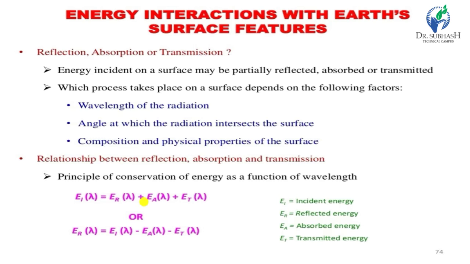The relationship between reflection, absorption and transmission is given by this formula: EI lambda is equal to ER lambda plus EA lambda plus ET lambda. Here ER is the reflected energy, ET is the transmitted energy, EA is the absorbed energy, and EI is the incident energy. So the total energy is the summation of all three energies.